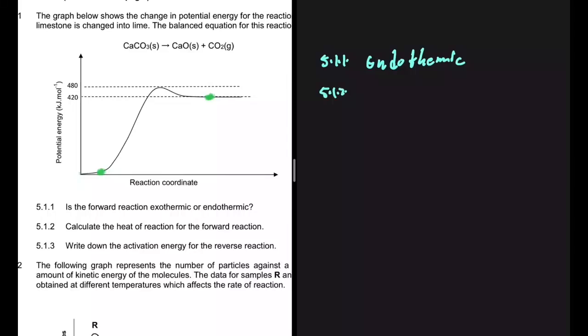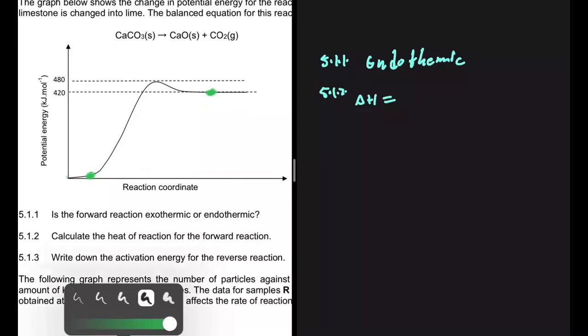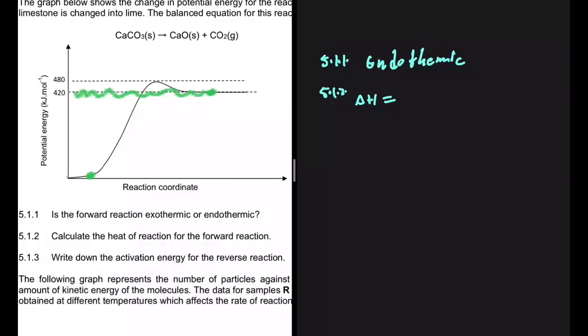5.1.2, calculate the heat of reaction for the forward reaction. So what is the heat of reaction, or the enthalpy change? It is the energy of the products minus the energy of the reactants. Let's look at the energy of the products first. Our products have an energy of 420 kilojoules per mole, while the reactants start with an energy of 0 kilojoules per mole. So our enthalpy change will be 420 minus 0, which is just equals to 420 kilojoules per mole. That is the answer to 5.1.2.